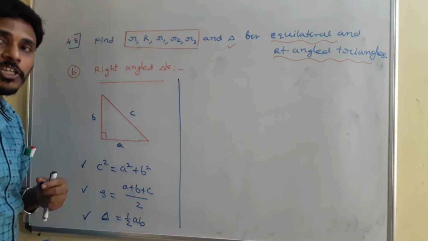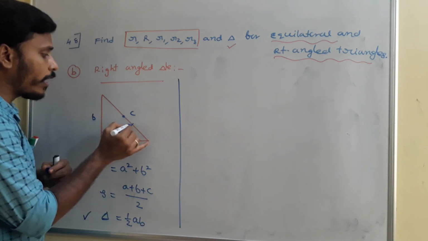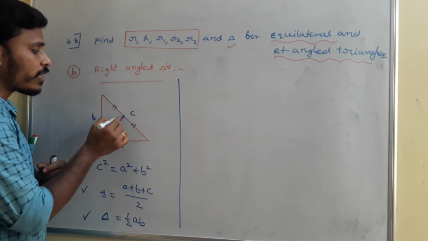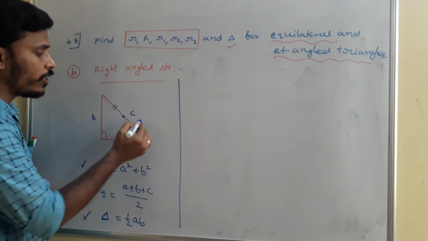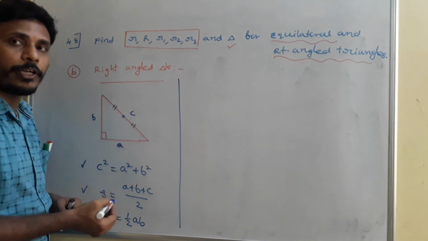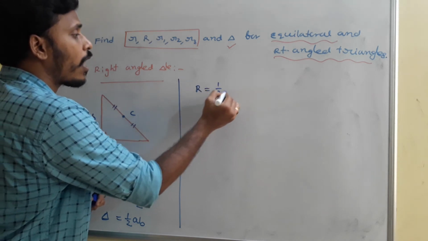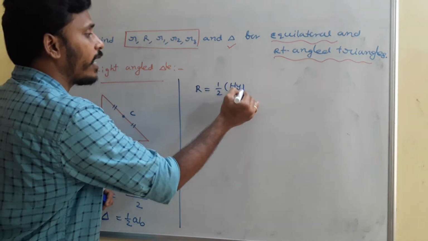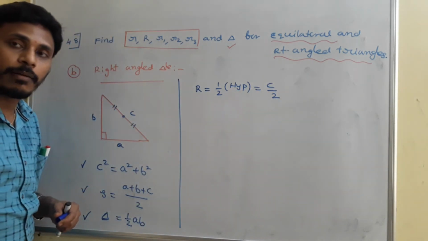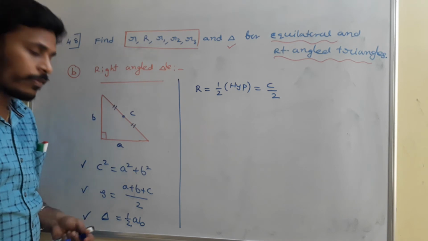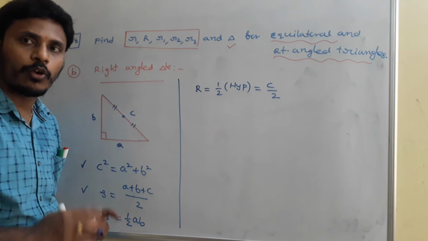And as I mentioned in the previous point, the circumcenter is just the midpoint of the hypotenuse. Since the circumcenter is the midpoint of the hypotenuse, this total length is c, so half of its length is c by 2. So R is simply nothing but half of the hypotenuse in a right angle triangle, and since the hypotenuse is c, the circumradius is c by 2. Okay, if you have a and b, you will calculate c, and then there is also a chance to calculate the circumradius.